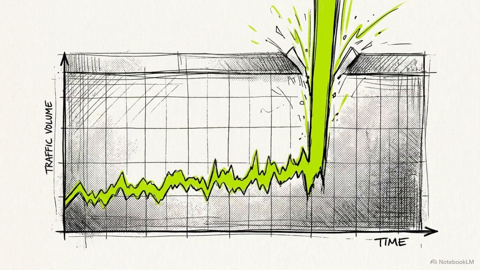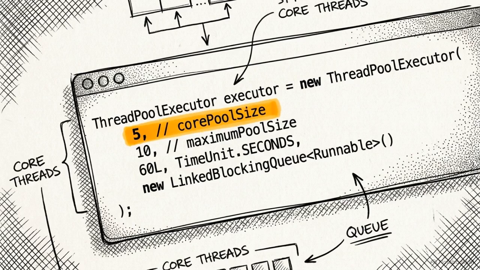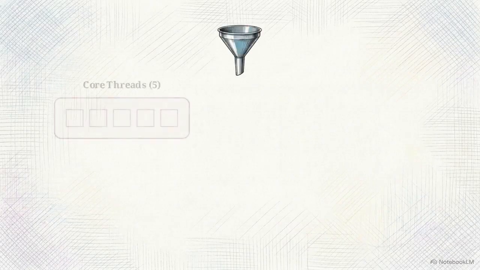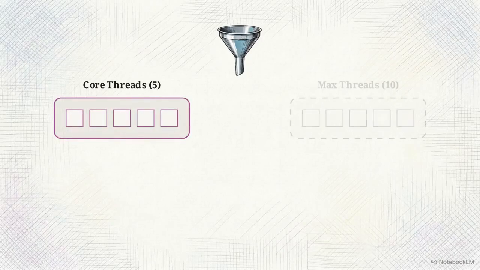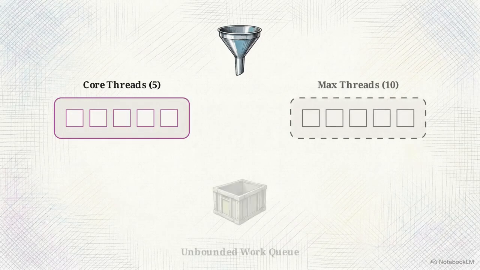We can see exactly how this limitation causes production failures by examining a sudden traffic spike of 5,000 concurrent tasks hitting a legacy microservice. A standard defense mechanism for this scenario is a bounded thread pool. Consider a common configuration: 5 core threads to handle the baseline, a maximum of 10 for bursts, and an unbounded work queue to hold overflow.